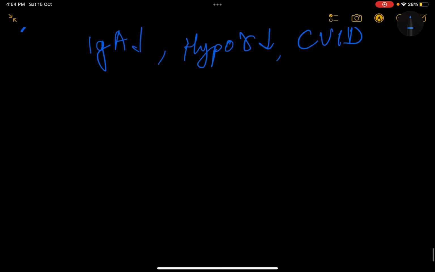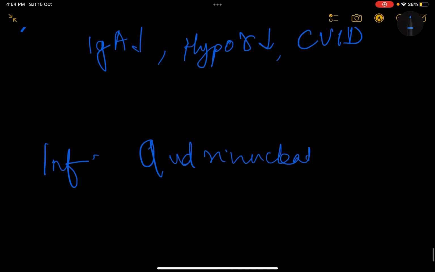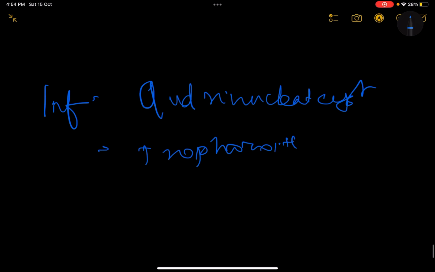What is the infective form? Quadrinucleate cyst. What about the disease causing form? That's the trophozoite, as I told you. And the trophozoite is pear shaped. Okay, so it's dorsally convex and ventrally concave. So this is how the trophozoite looks. Now let's talk a little bit about the quadrinucleate cyst, and then let's get into the trophozoite as well.